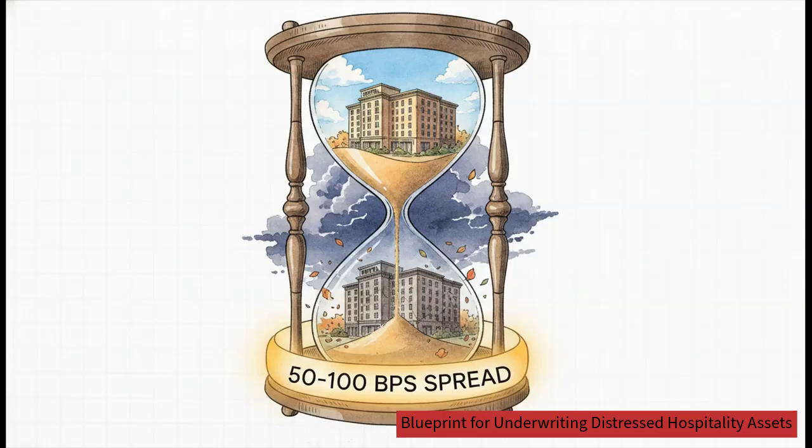You must always add a 50 to 100 basis point spread above current market cap rates when calculating your exit valuation. You simply cannot assume you're going to sell the asset in 5 years in the exact same pristine economic environment you bought it in. This expansion conservatively accounts for shifting market conditions and the terminal aging of the asset over your holding period.